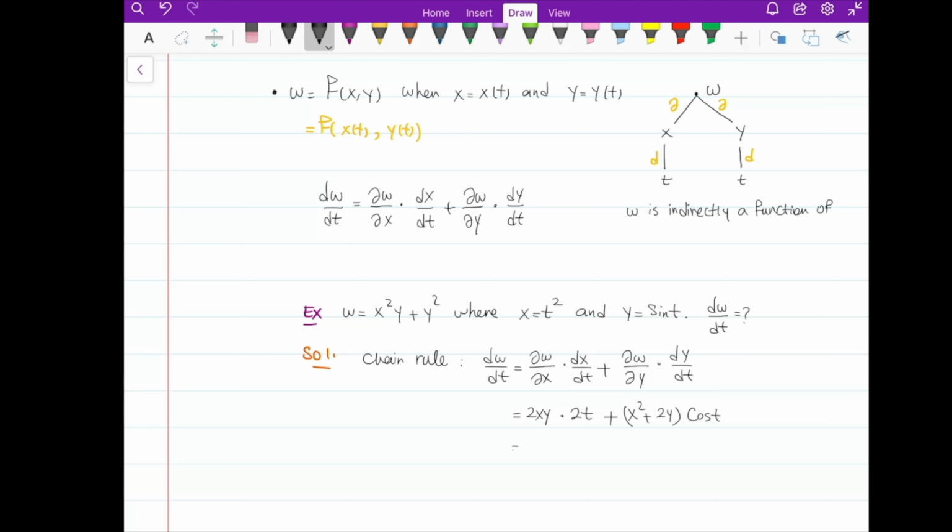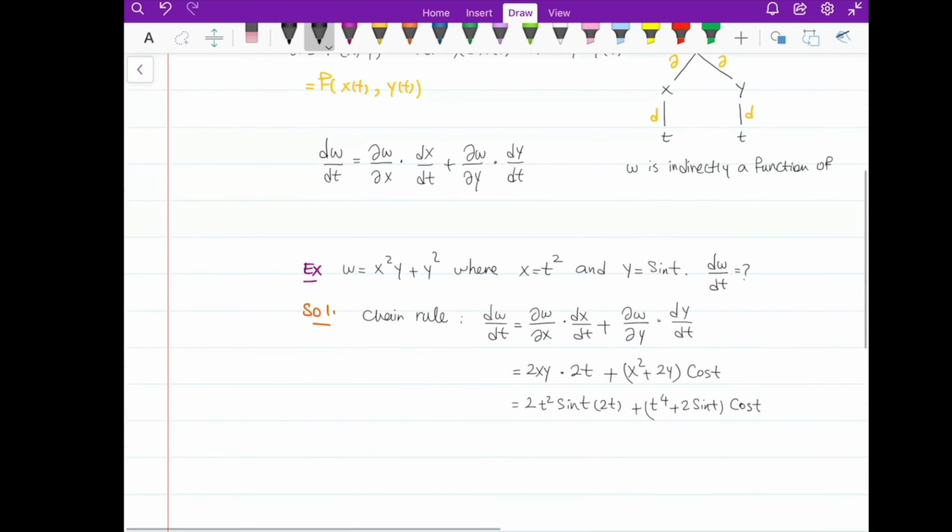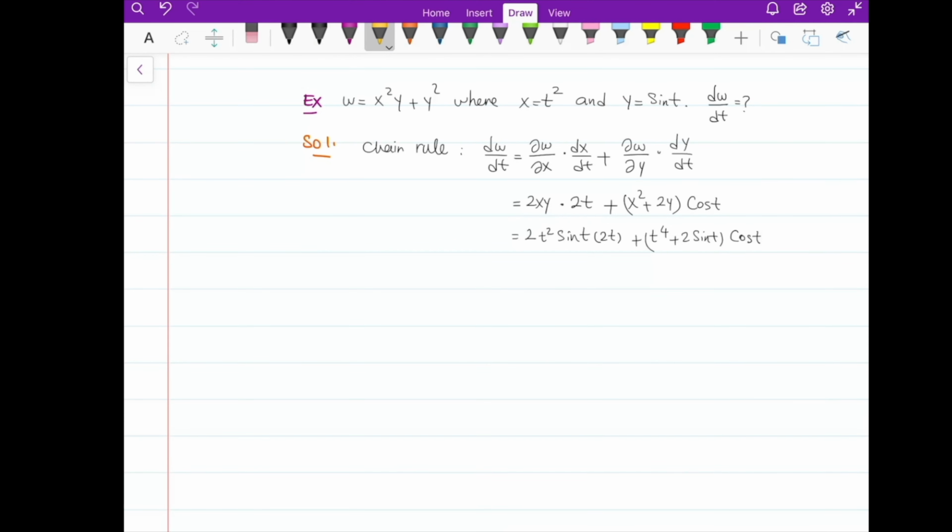Now let me write everything in terms of t, and then I have 2t times 2t sine t... plus t to the 4 plus 2 sine t times cosine t. Another way to solve this question is to basically substitute. So I'm going to substitute, and then I say, okay, w is x squared y plus y squared. So I get t to the 4th sine t plus sine squared of t.